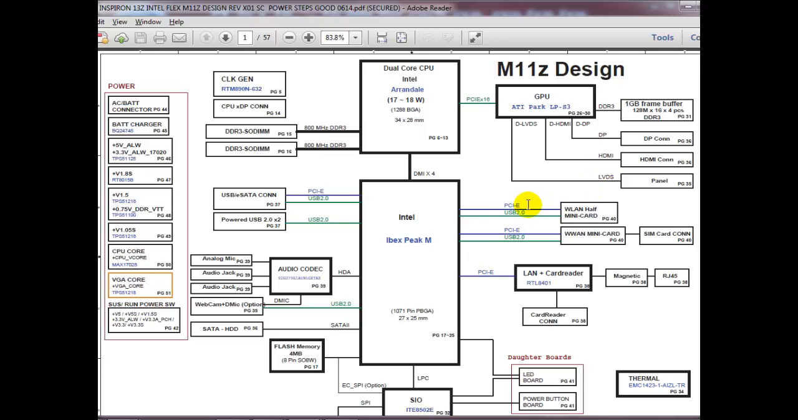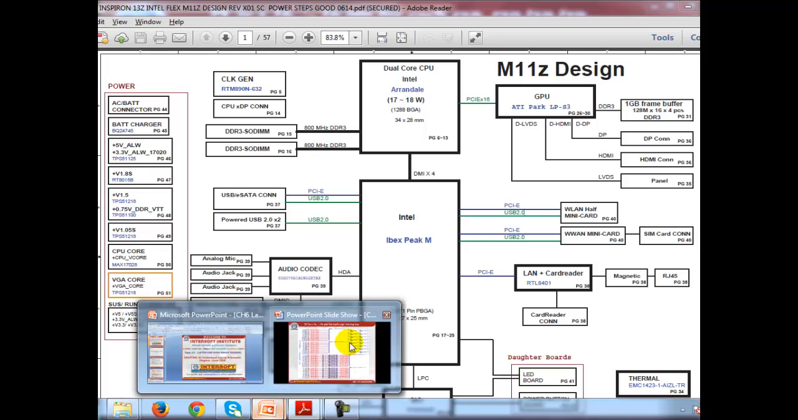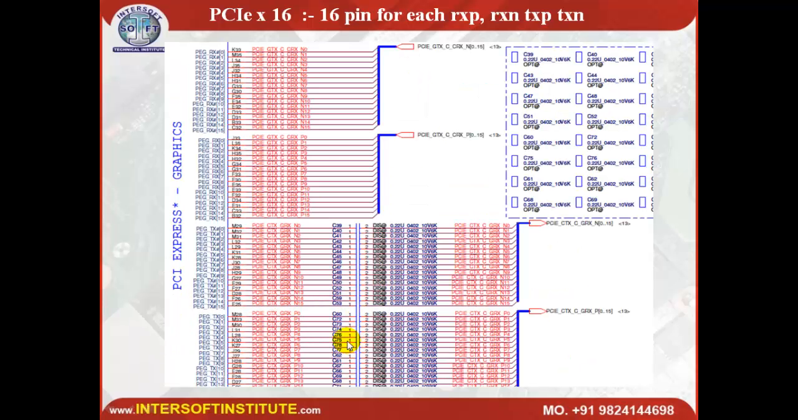Here is PCIe, SMBus, USB 2, all the HDA, SATA, LPC. These all are the connections. First of all, we have seen the PCIe. Older hard disks, instead of SATA, are using IDE PATA, that we have shown. So this is your connection details. That is your PCIe 16-bit connection.